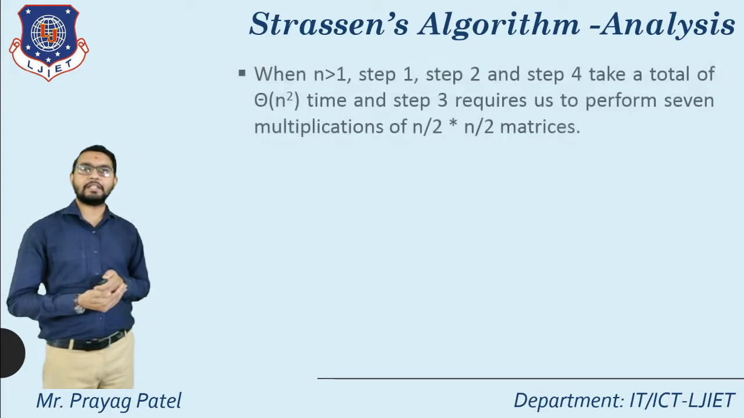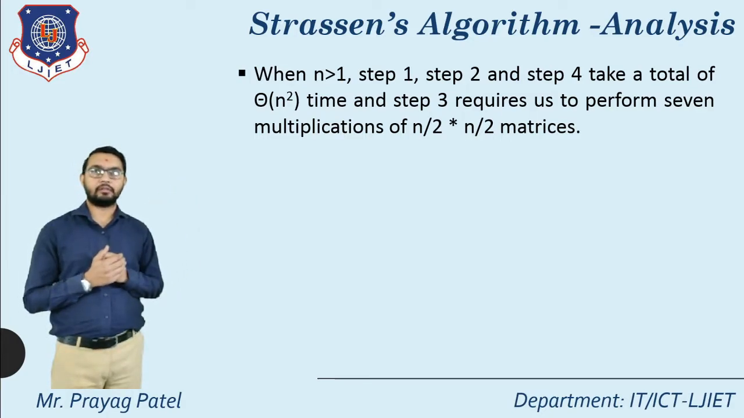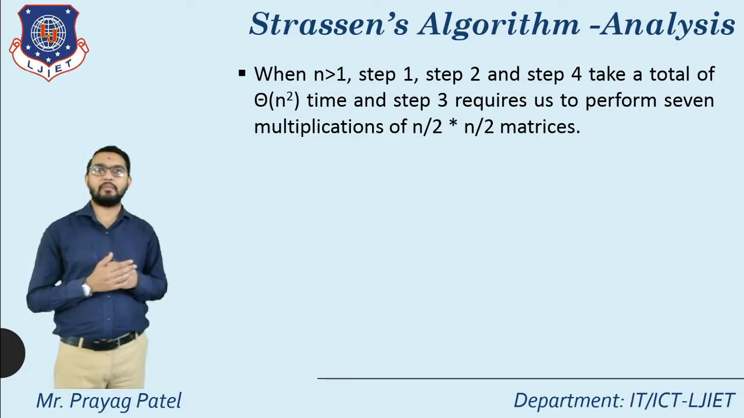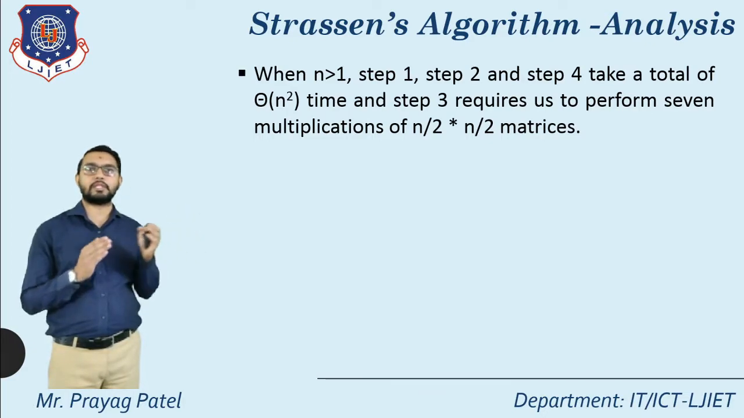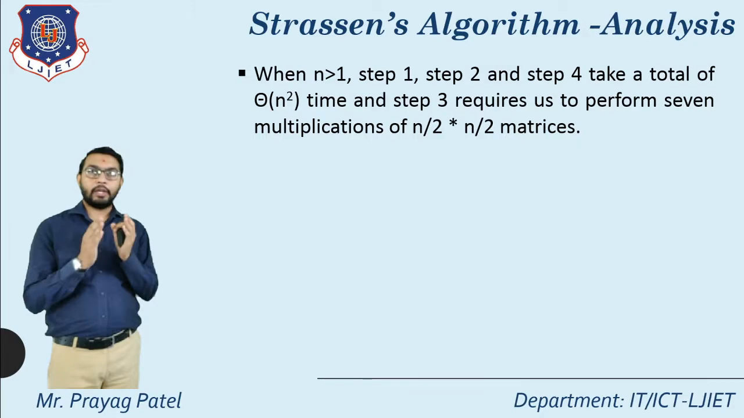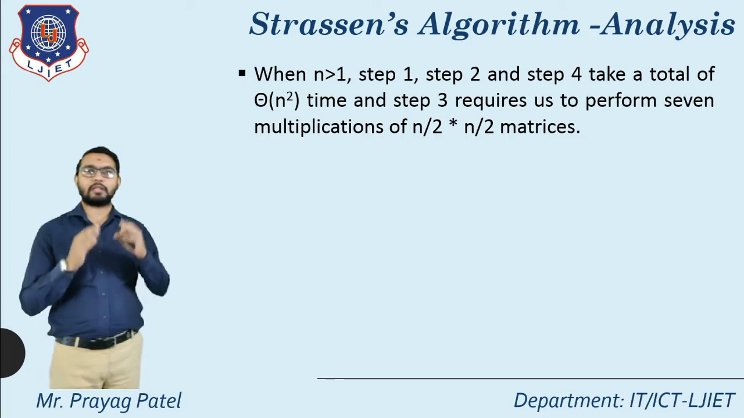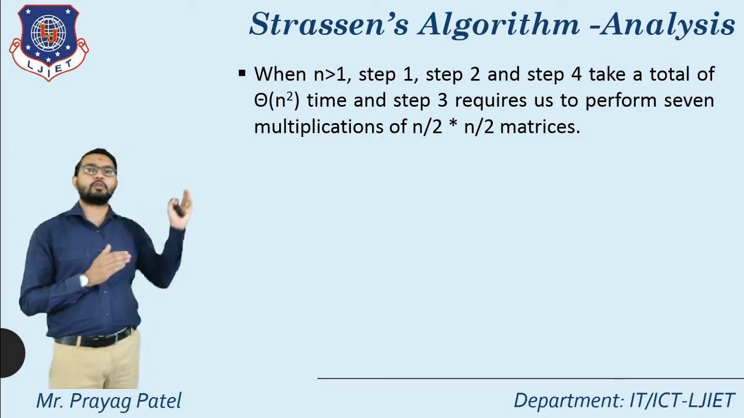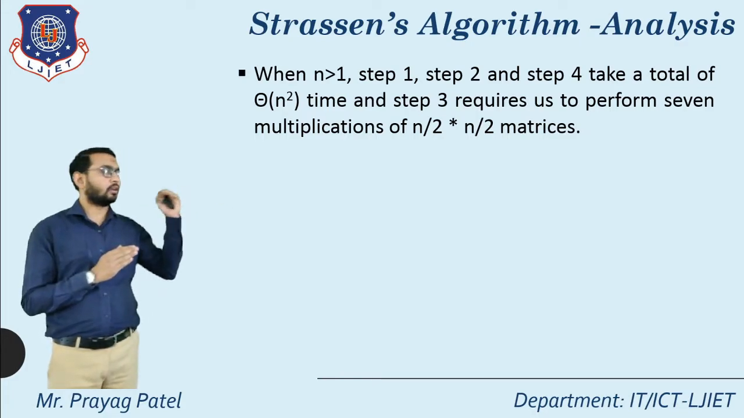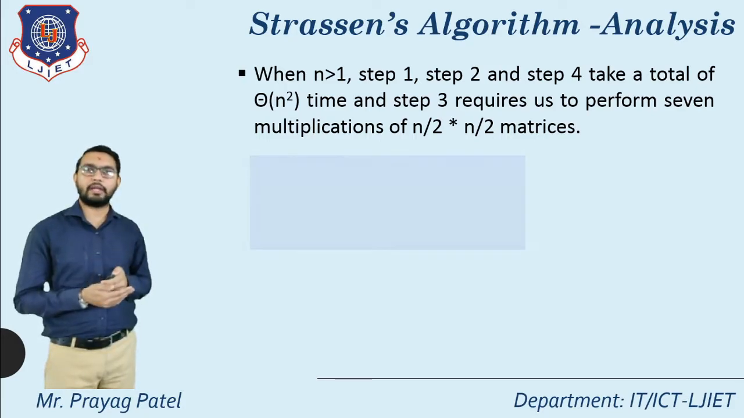Now consider the analysis part of Strassen's algorithm. When n is greater than 1, steps 1, 2 and 4 take a total of theta n square time, and step 3 requires us to perform 7 matrix multiplications of n by 2 cross n by 2 matrices. If n is greater than 1, meaning we have a 2 cross 2, 4 cross 4 or 8 cross 8 matrix, then steps 1, 2 and 4 perform matrix addition operations in n square time, and step 3 performs the multiplication of n by 2 cross n by 2 matrices.